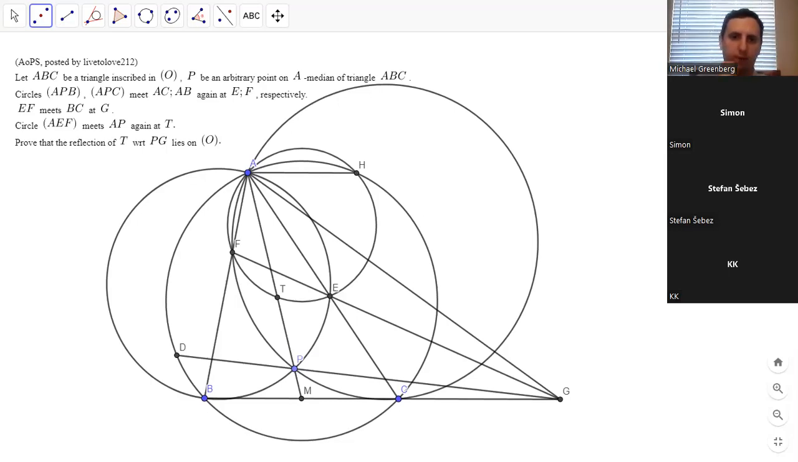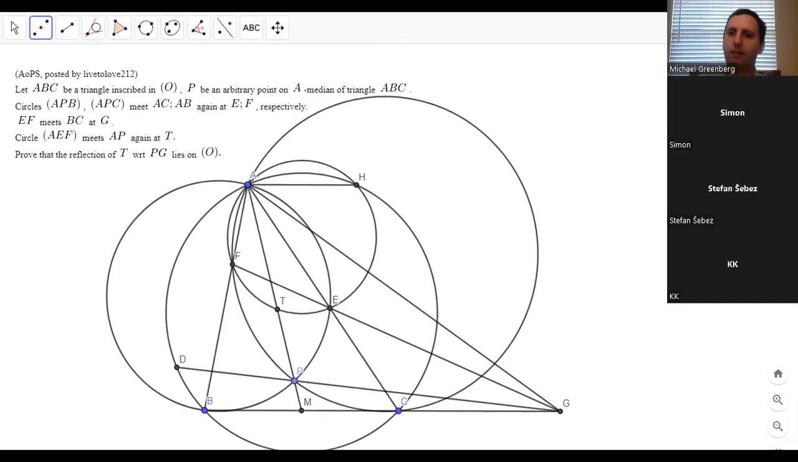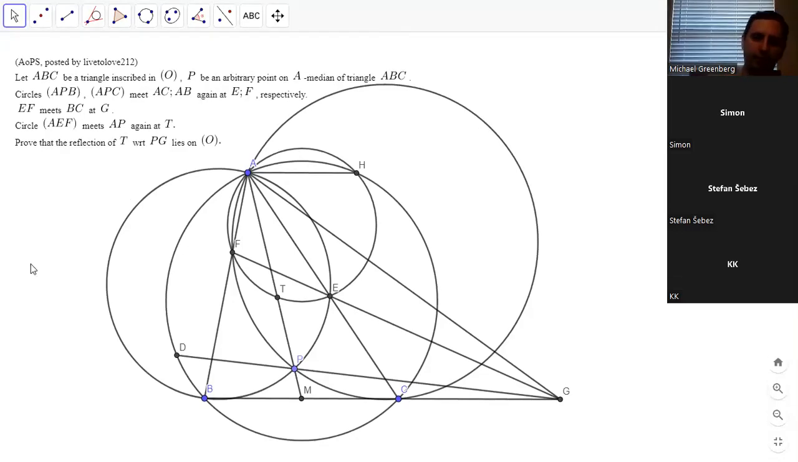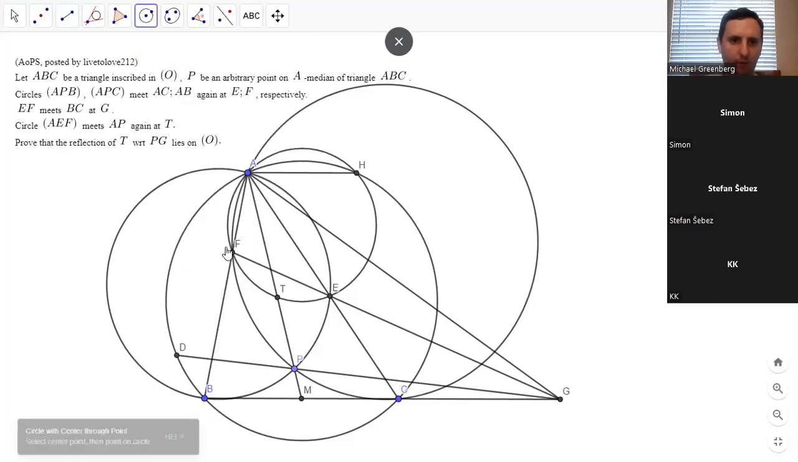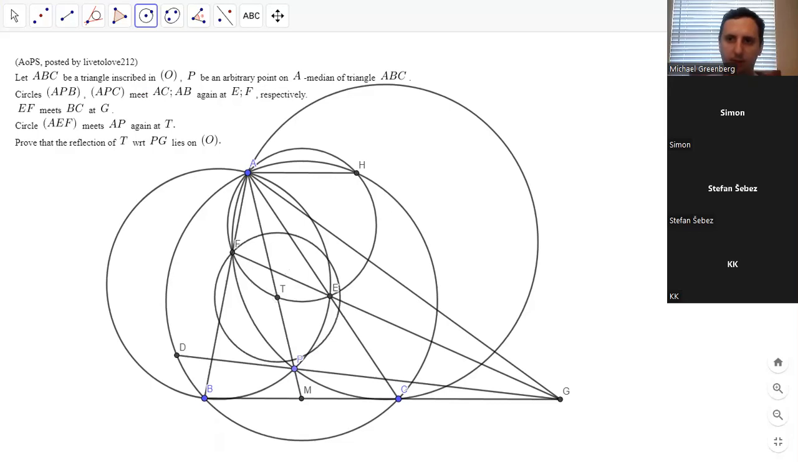Yeah, it's an interesting configuration. I don't think that would solve the problem, but I think it would help if we prove that. I don't think this is true, but yeah, I know that this isn't true. Oh, I think I know how to prove AH is parallel to BC.